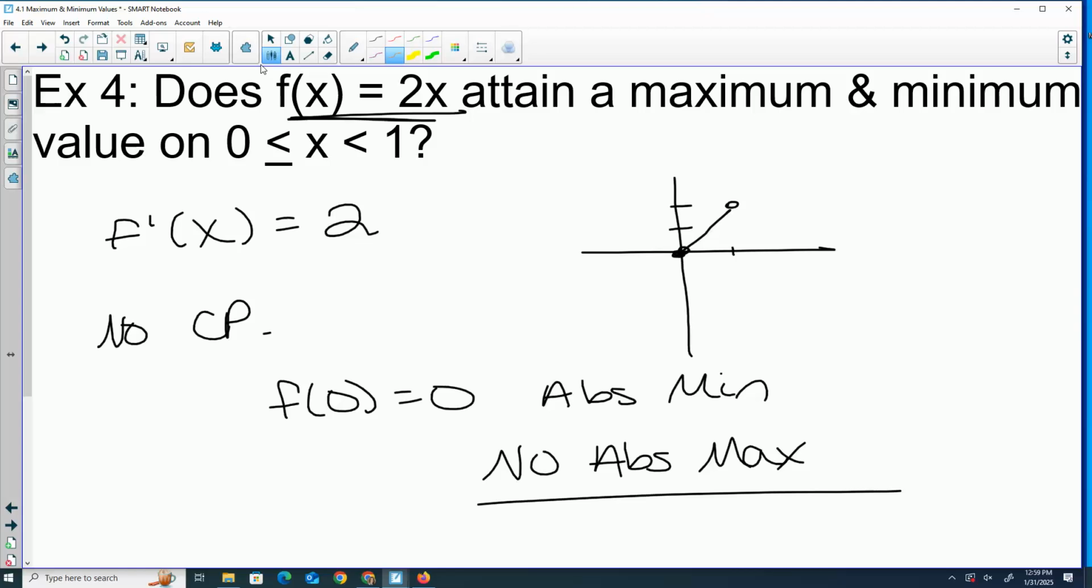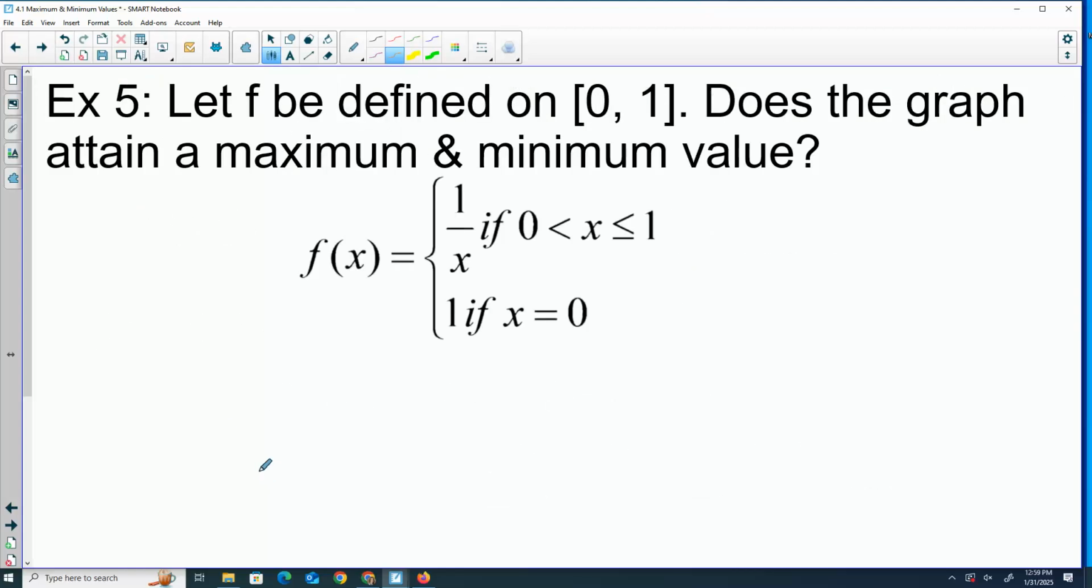Alright, there were 2 requirements for this to work. It has to be a closed interval and what kind of function? Continuous. So if I give you this one, it's a closed interval, but it's probably not continuous, is it?